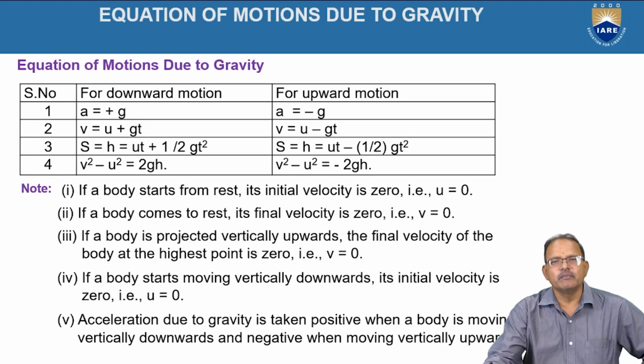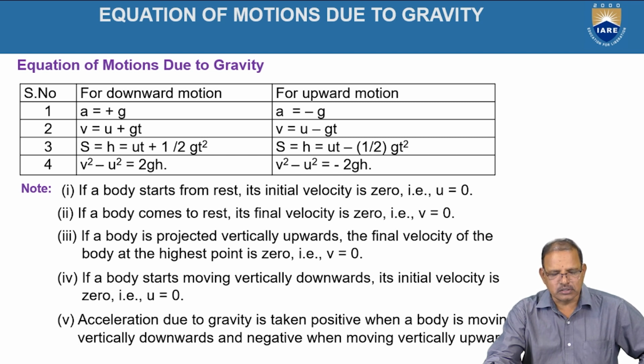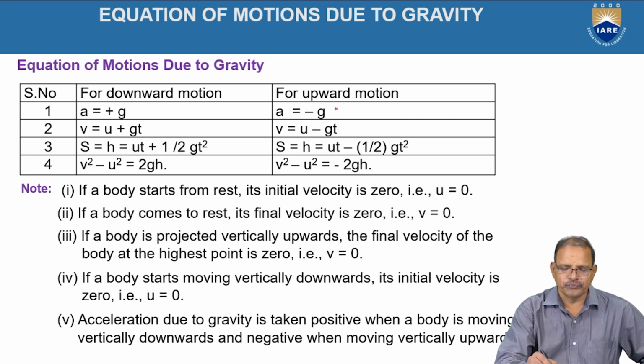Equation of motion of a body under the influence of gravity. When the body is moving in downward direction, the acceleration due to gravity, g, is treated as positive. When the body is moving in upward direction, the acceleration due to gravity, that is the g value, is taken as negative.